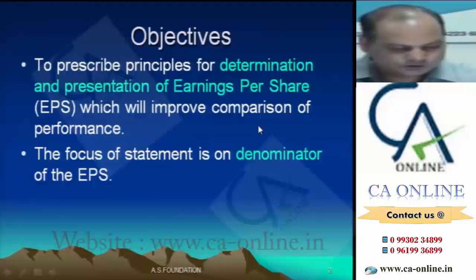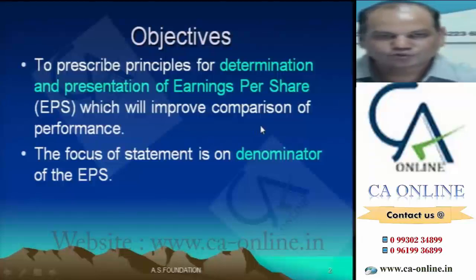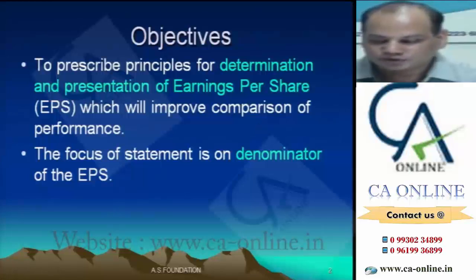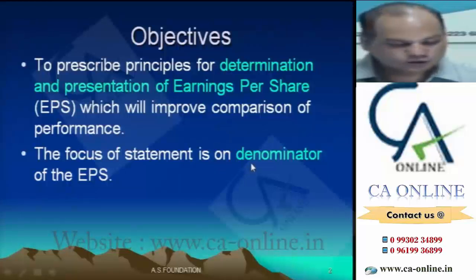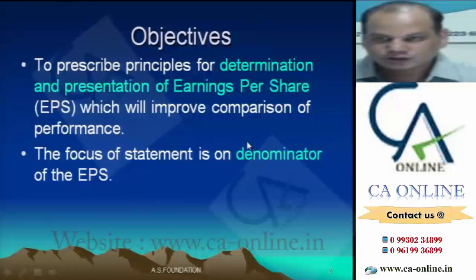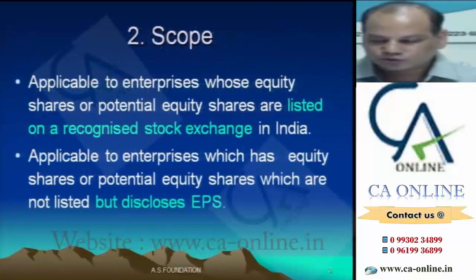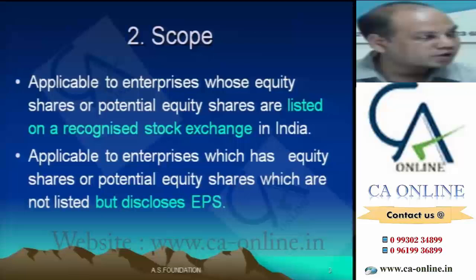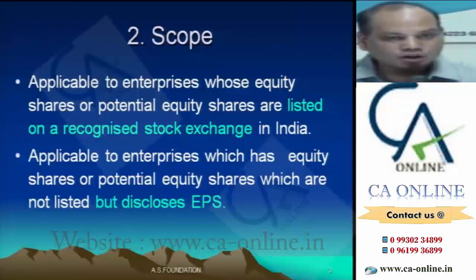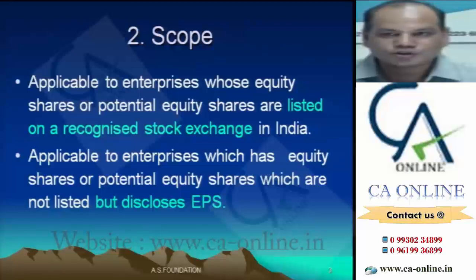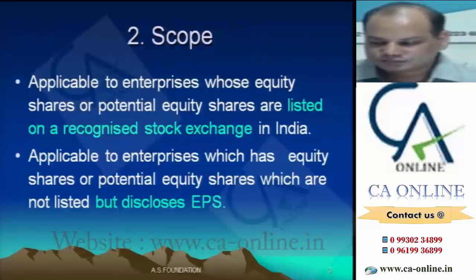What is the objective of AS 20? The objective is to help you learn how to determine the EPS, how to present the EPS. So determination and presentation of EPS, which will improve comparison of performance. The focus of the statement is on the denominator of the EPS. What is written in the denominator of the EPS calculation? Number of shares. So you will say that maximum space has been devoted to calculation of the number of shares, because the number of shares keeps on changing during the year for different reasons.